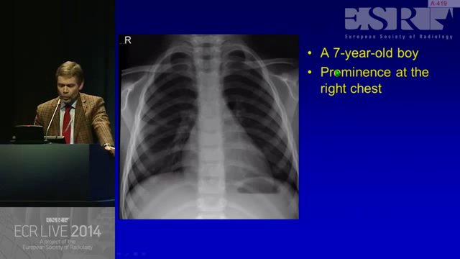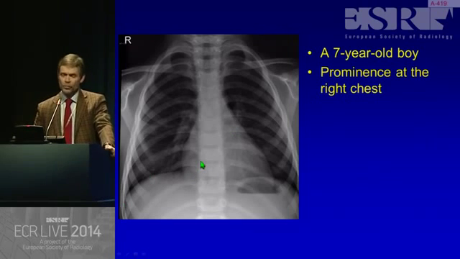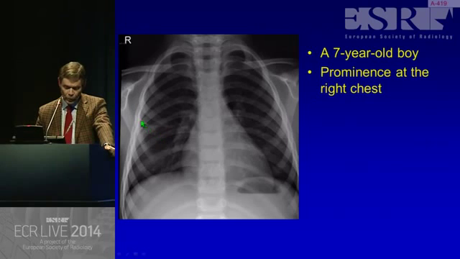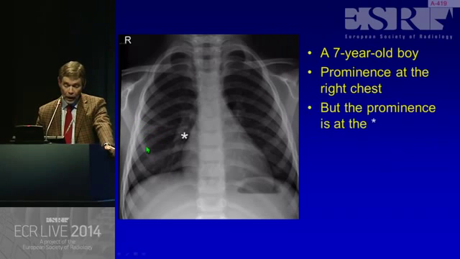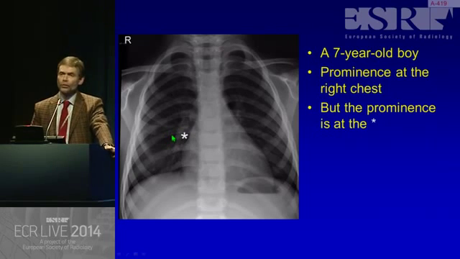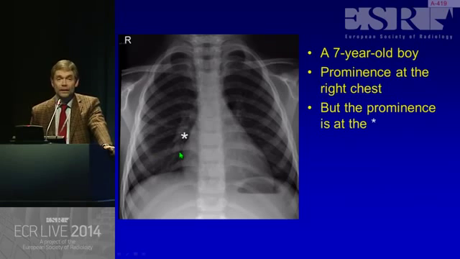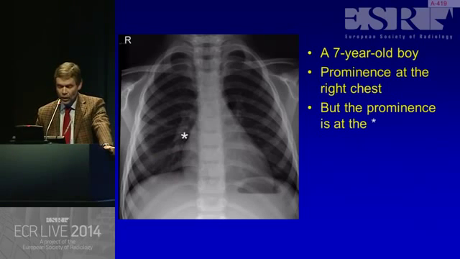This is a 7-year-old boy who has a prominence at the right chest. Well, I think you say that's obvious because he has a bifid rib over here. However, the prominence is here. So what's happening here? We need ultrasonography, MR or CT, and of course we perform ultrasonography because the variant we see over here is also over here, but we cannot see it. These are normal variants of the ribs.